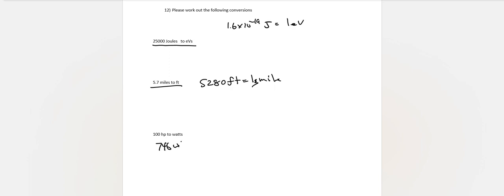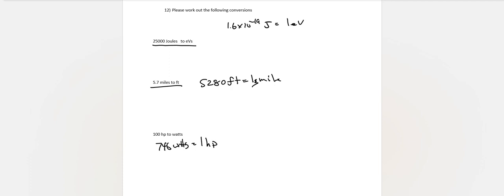Okay, so these are all just unit conversions. So joules to EV, you're going to need the conversion factor. There's 1.6 times 10 to the minus 19th joules in 1 electron volt. Miles to feet, there's 5,280 feet in 1 mile. That's the conversion factor you're going to need. Horsepower to watts, there's 746 watts in 1 horsepower.